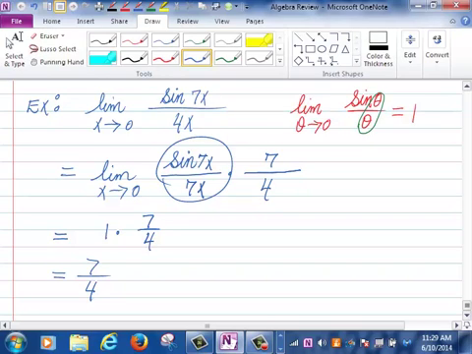If I have 7x and 4x, which one goes to 0 faster? One of them goes to 0 faster, right?